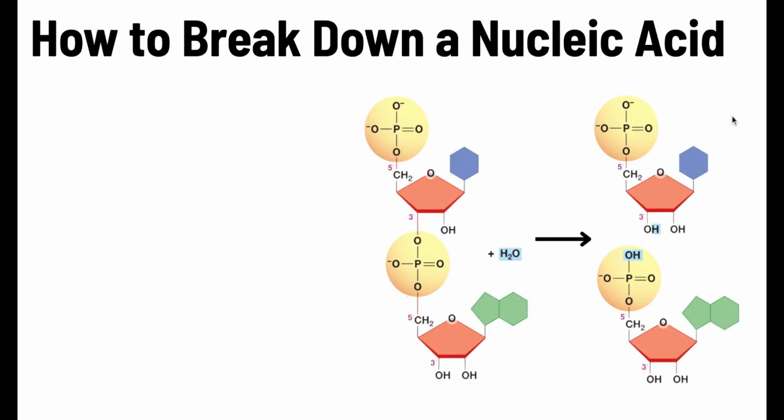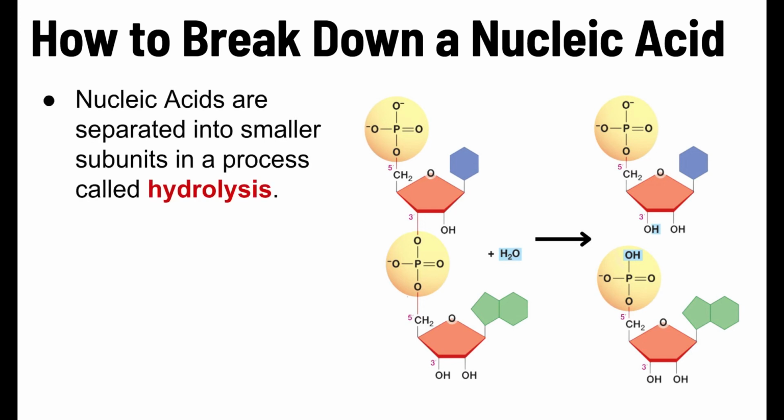So how do you break down a nucleic acid? Well, basically the opposite happens. You use H2O in a process called hydrolysis to break that bond between the phosphate and the sugar, and now you have 2 separate nucleotides.